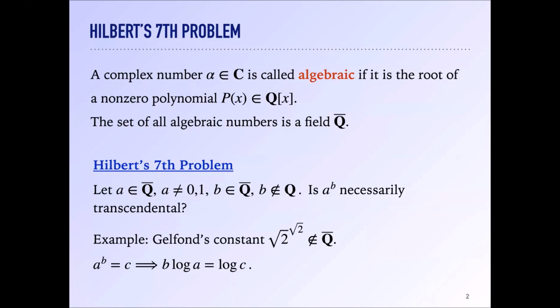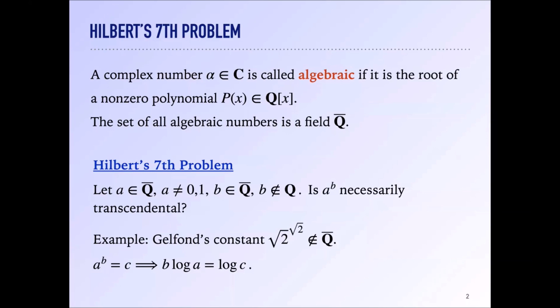Now, Hilbert's 7th problem in his very famous list of 23 problems stated at the 1900 ICM was the following question in the field that we would now call transcendental number theory: if we start with an algebraic number a that's not 0 or 1, and we raise it to an algebraic power b that's not rational, is the resulting value of a to the b necessarily transcendental? For example, square root of 2 to the power of square root of 2, is that necessarily a transcendental number, or does that have a hope of being algebraic?